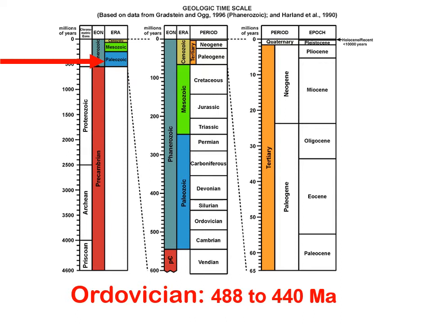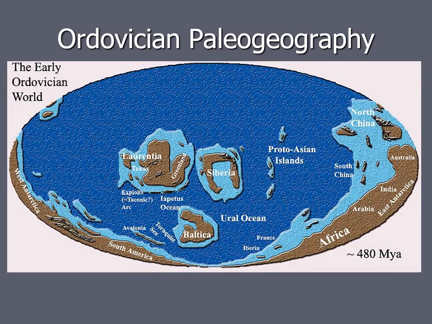After that transgression and then a regression, we go into the Ordovician period. This is from about 488 to about 440 million years ago. So these are going to be the rocks on top of our Cambrian Salk deposits. If we look at the paleogeography of the early Ordovician, most of our continental masses are assembling in the southern hemisphere. Laurentia, or ancestral North America, is still hovering around the equator right next to Siberia and Greenland, and Baltica is in the southern hemisphere. So we still have a long ways to go to get to our modern orientation of continents.